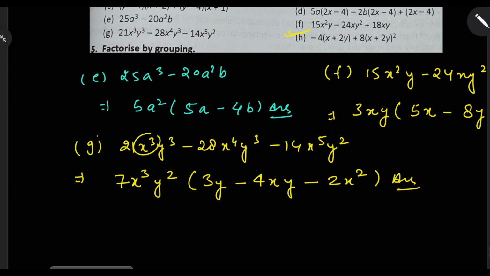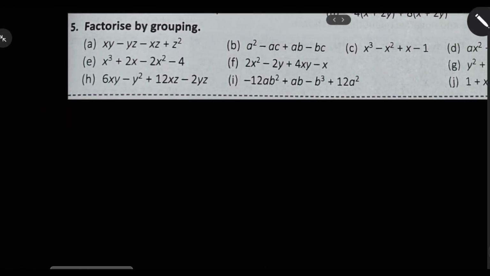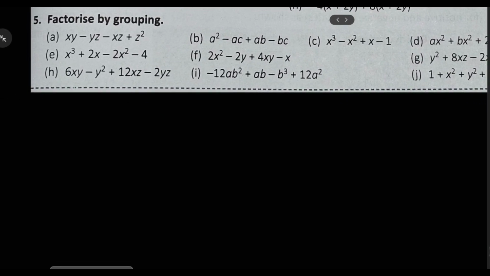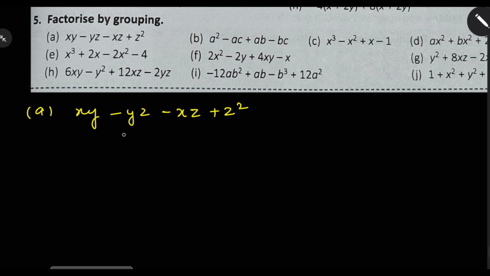So now we will move to the last question, question number 5. We have to factorize it by grouping. So let us see question number 5a, that is xy minus yz minus xz plus z square.